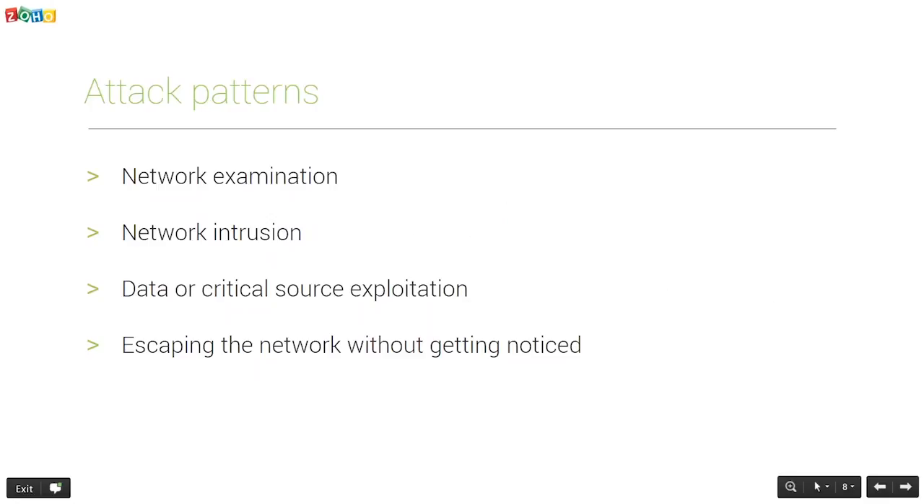Typically, security attacks involve four stages. The first is the network examination, following which the network intrusion occurs, and then there is an exploitation of your data or critical resource, and finally escaping the network without being noticed. This is what an intruder would try to achieve, starting with examining the network and finally trying to escape the network without being noticed after the attack.